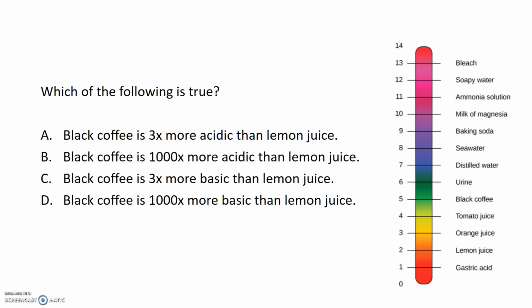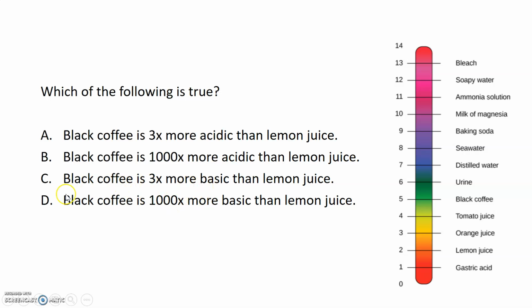This one is a little bit more difficult. Take a minute, pause the video, and work through these answers to figure out which of these statements is true regarding black coffee and lemon juice. Okay, so first we have to determine if black coffee is more acidic or more basic than lemon juice. Black coffee is here at pH 5, lemon juice is here at pH 2. Since black coffee has a higher number on the pH scale, it would be considered more basic, or more alkaline, than lemon juice. So we can eliminate A and B as choices, right? Because black coffee is more basic than lemon juice.